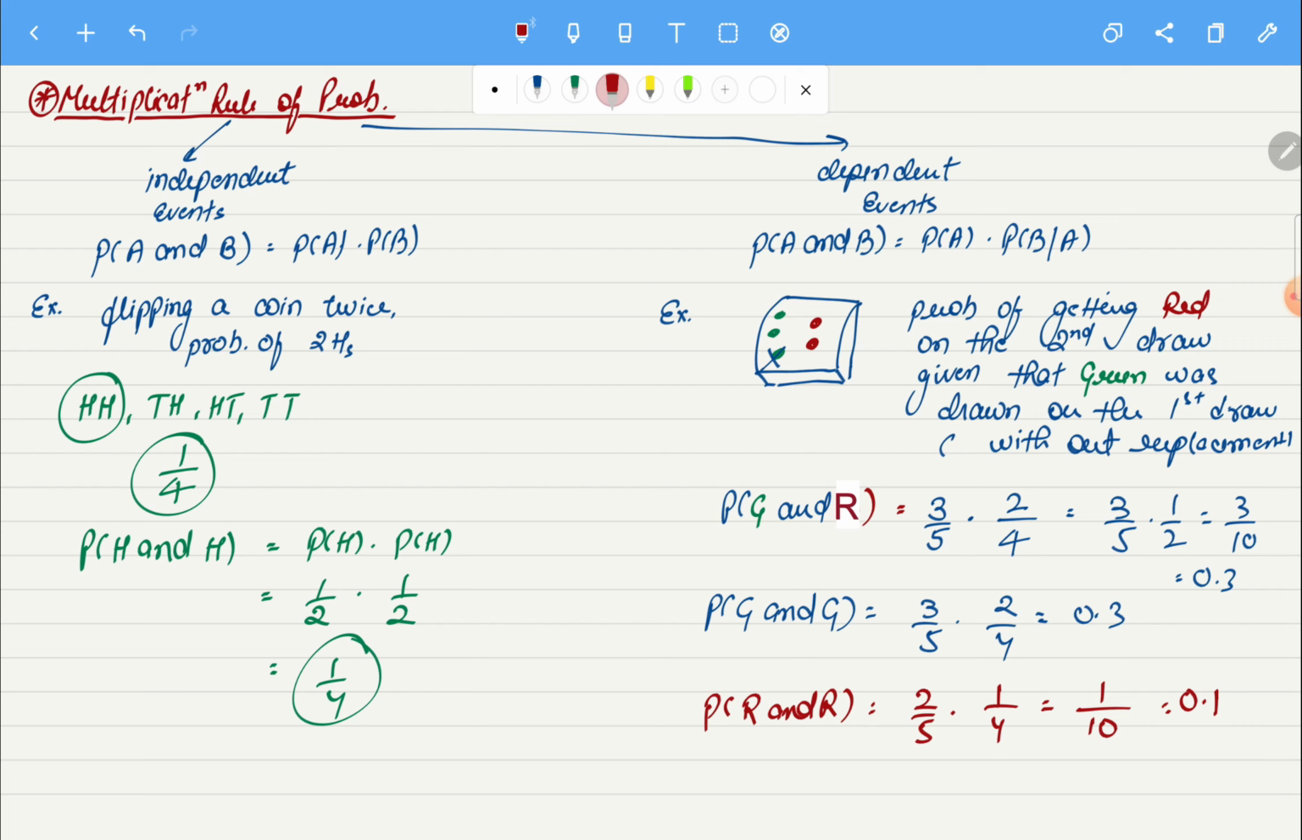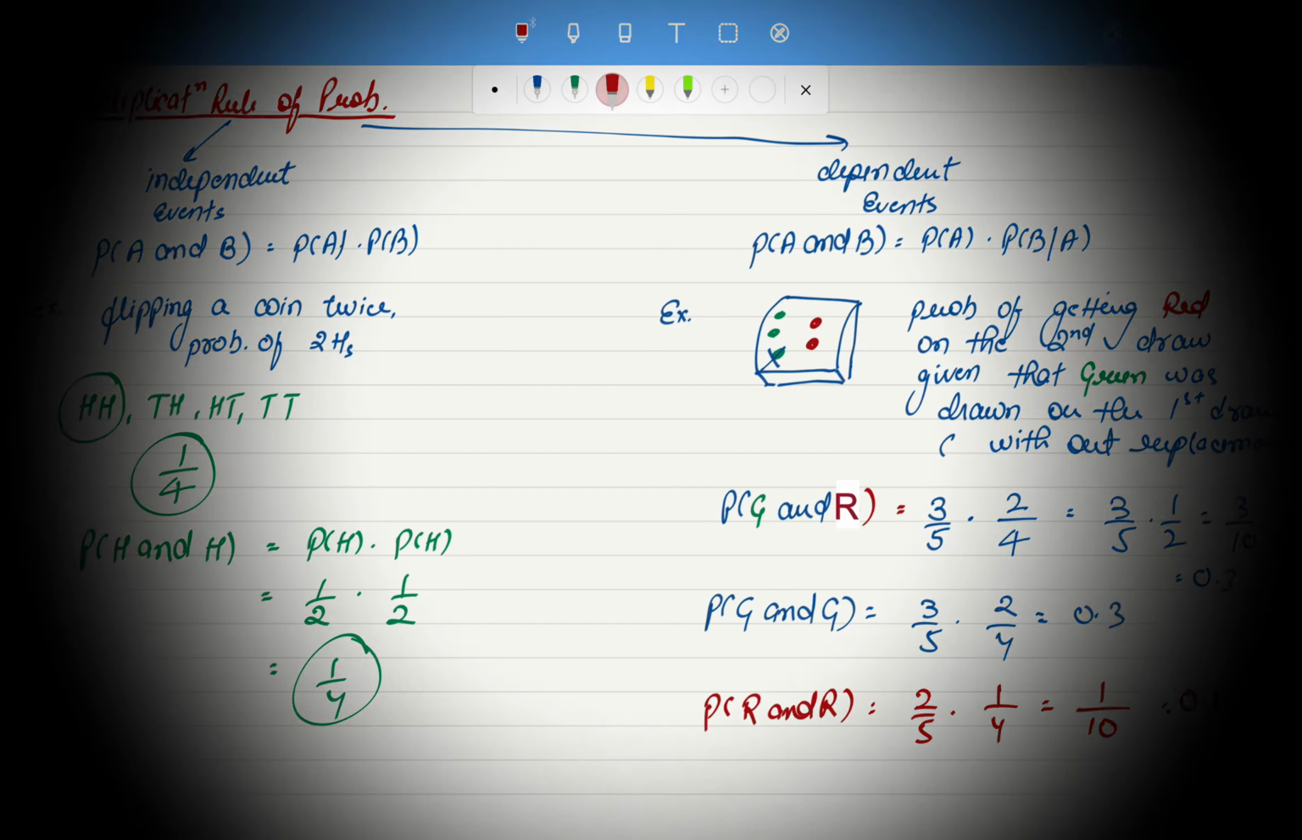And in the next video we will see Bayes theorem, which is a very important theorem. So in the next one, happy learning.